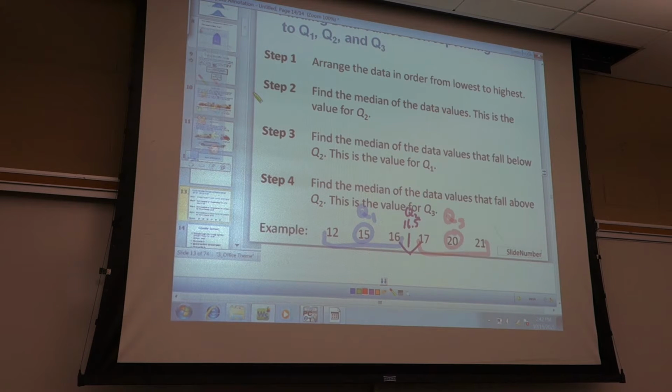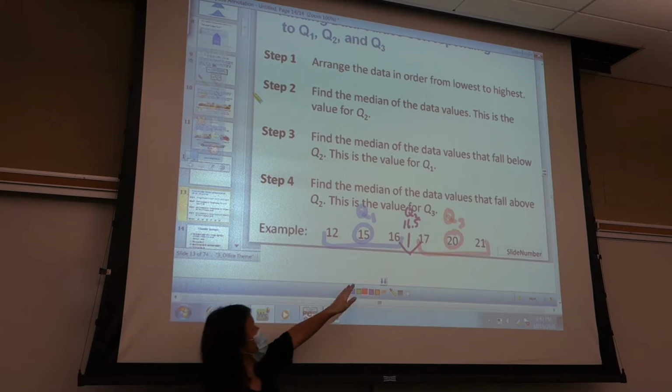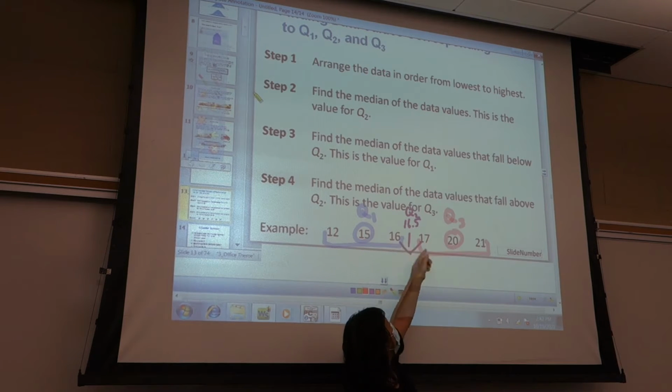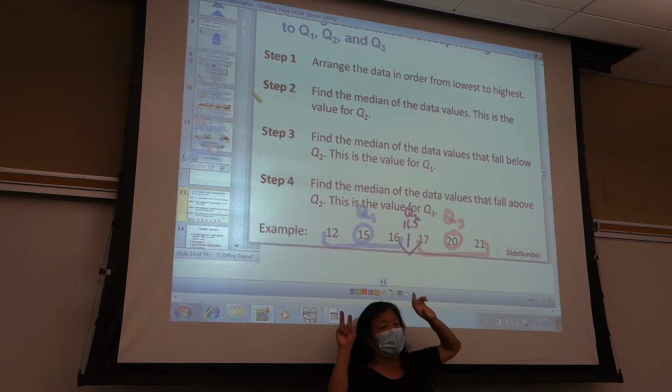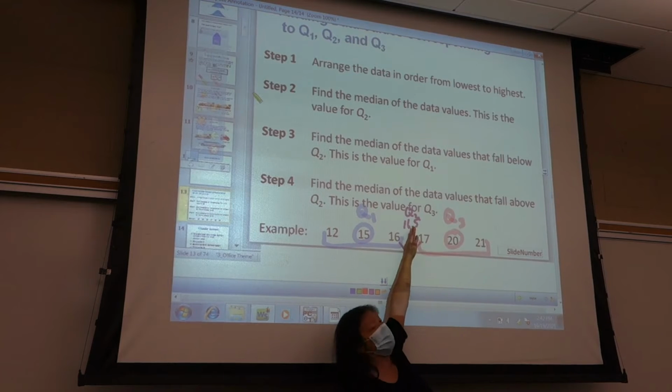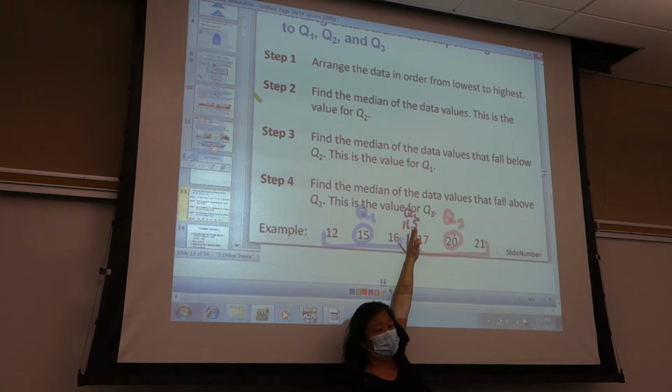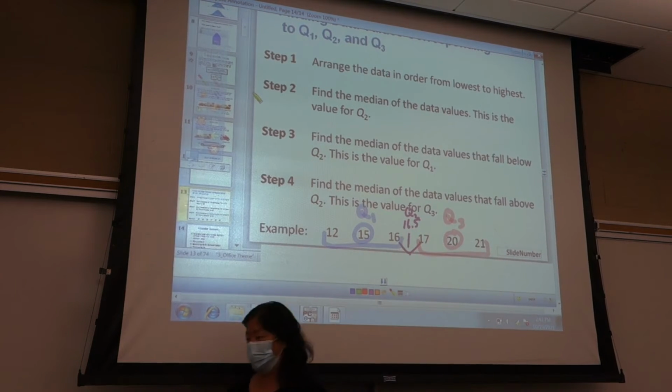And again, even if these numbers are the same number, like even if it was 16 and 16, you would still not use either one of them because you're going to find the number between 16 and 16, which would be 16. Everybody at that part? Okay.